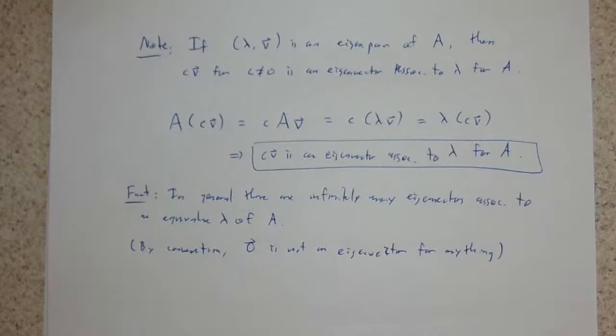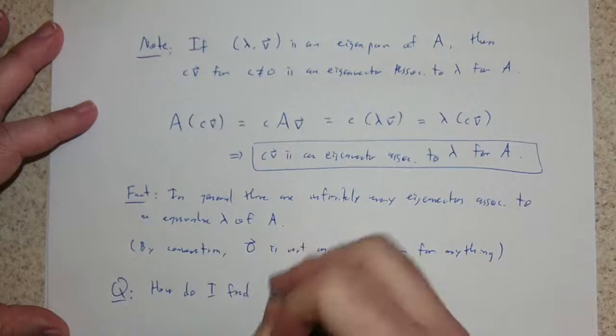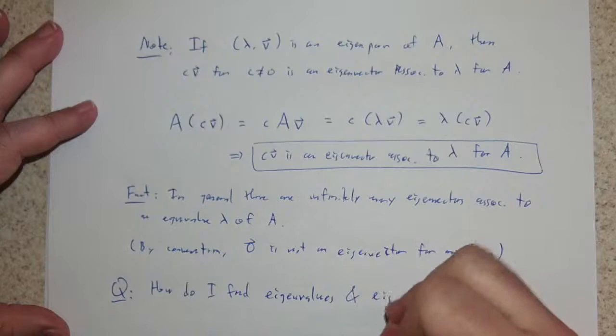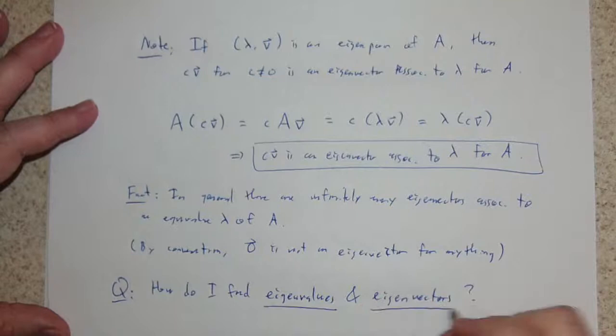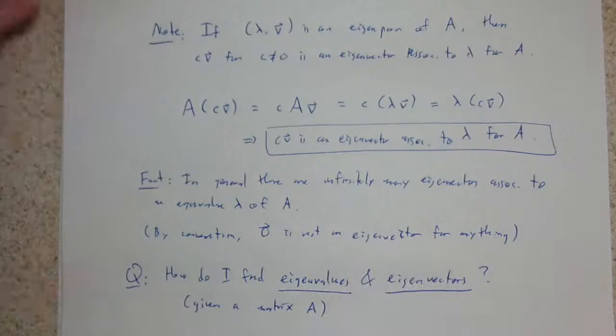Okay. Now, the big question is how do I find eigenvalues and eigenvectors? This is obviously given a matrix A. Finding eigenvalues is in a sense a little bit more straightforward. Finding eigenvectors associated to those eigenvalues takes a little bit more work, and I'm going to give you two different methods for doing this.